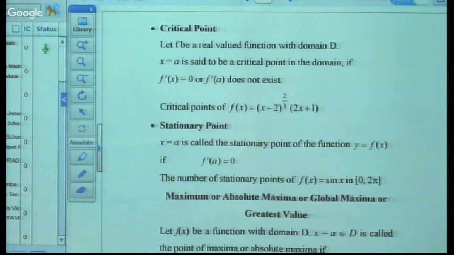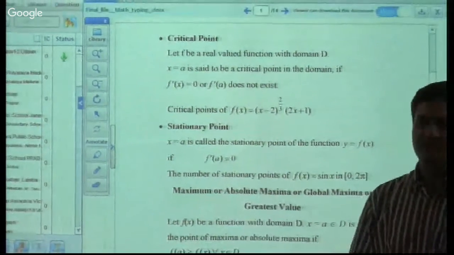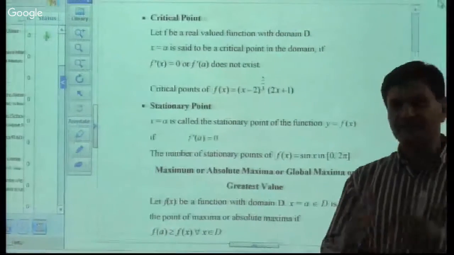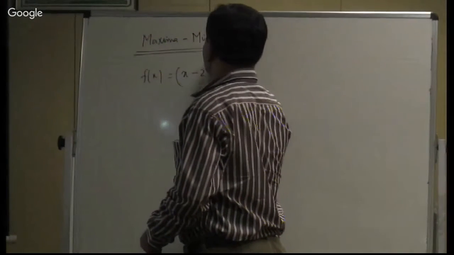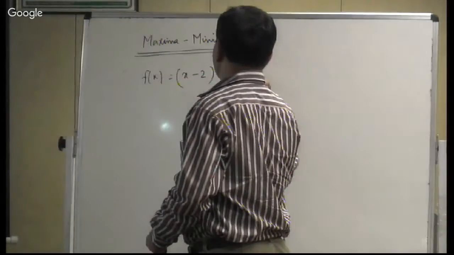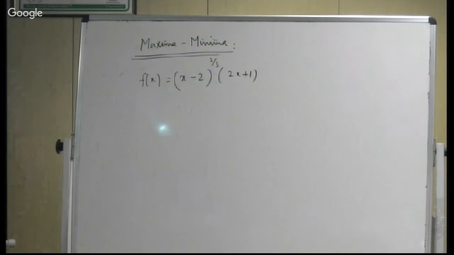What are the critical points of the function which is mentioned here? (x minus 2) raised to the power 2 by 3 multiplied by (2x plus 1). Suppose we examine this function for maxima and minima. What points should we take? First thing is you will find the critical points. Now this is a function f(x) is equal to (x minus 2) raised to the power 2 by 3 multiplied by (2x plus 1). Now to find critical points, we'll first find the derivative, right?